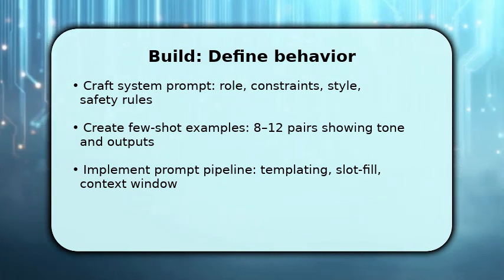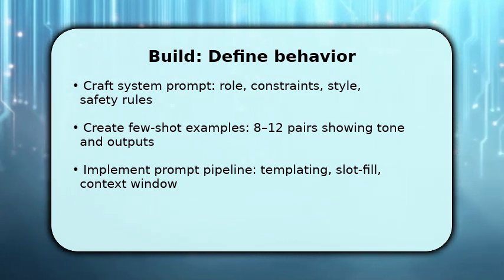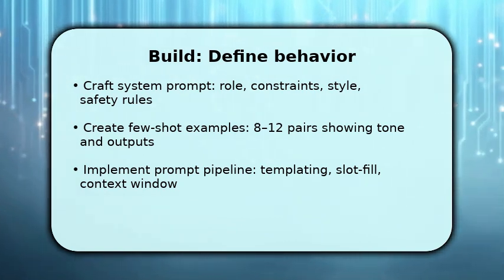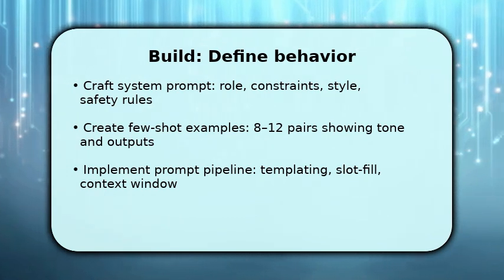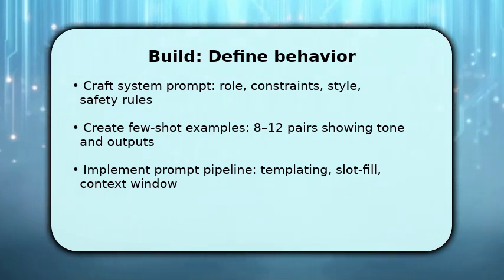After that, implement a prompt pipeline that merges system prompt, dynamic user input, and examples while respecting the model context length. Make sure to test varying prompt orders. Sometimes examples before user input produce more.